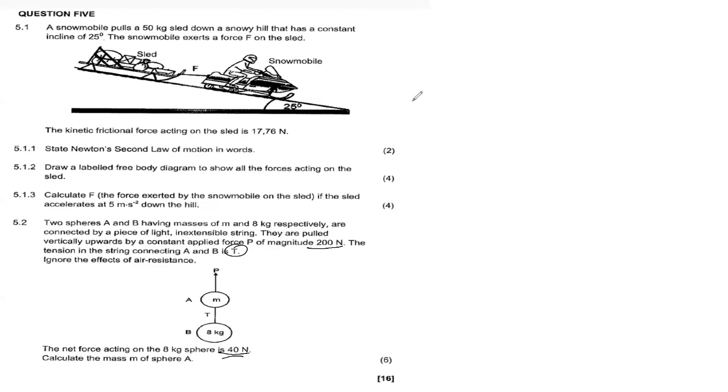Now to work with this, let's first draw the free body diagram representing all the forces acting on each sphere. So starting with sphere A, we can say this is our sphere here. And then we know that we have the gravitational force acting downward. And then up there, we have force P. And then also down here, we have the tension, right? And then that's for sphere A.